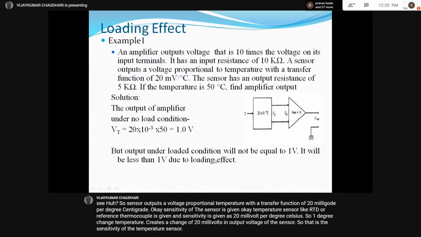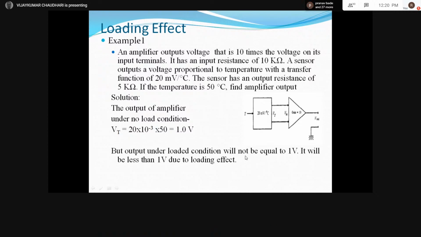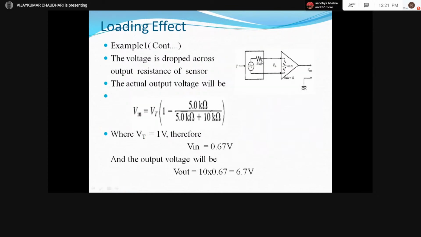But under loaded condition, this will not be equal to 1 volt. It will be less than 1 volt due to the loading effect. Let us see how it is less than 1 volt. This is under no load condition, where the amplifier was not connected across this sensor. Now what happens? Now the amplifier is connected, and the amplifier has an input resistance of 10K.